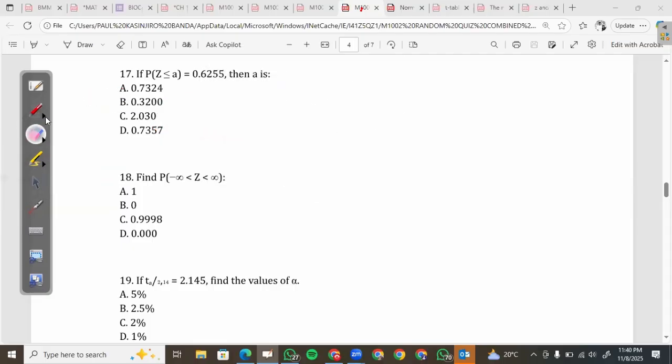Okay, and then question 18, they're saying find the probability that Z is between minus infinity and positive infinity. So this one, when you simplify it, is just 2 times the probability of Z being less than infinity minus 1. So what is the probability that Z is less than infinity? Infinity is a very big number, right? So the probability of Z being less than a very big number is always equal to 1.